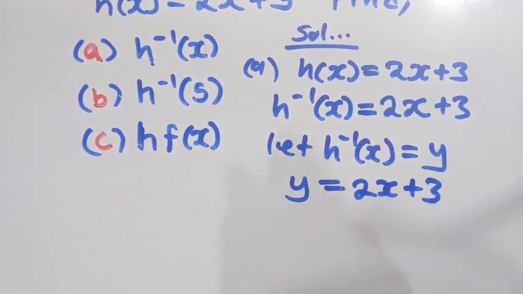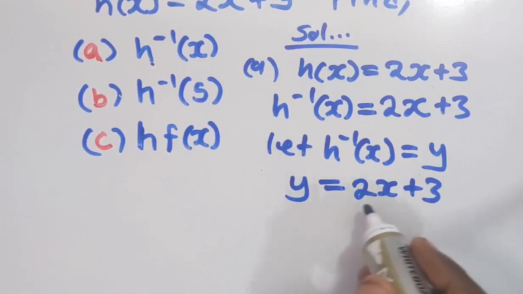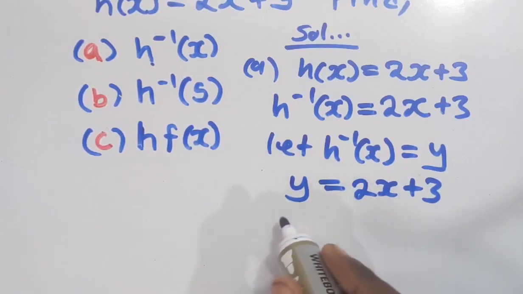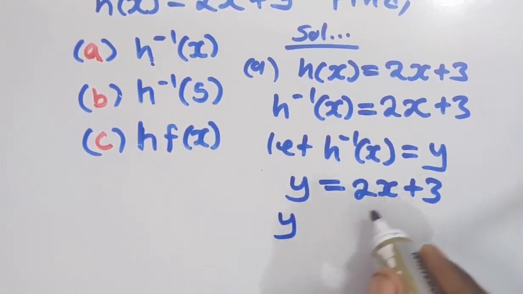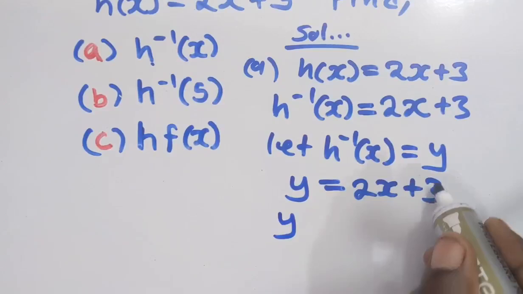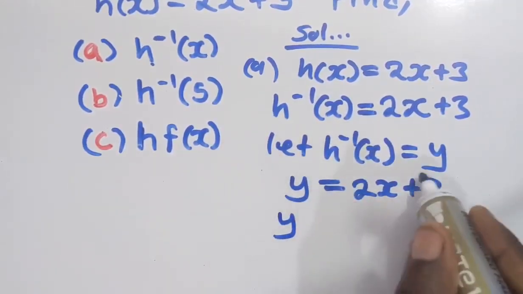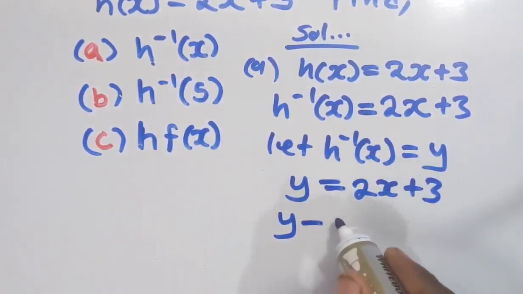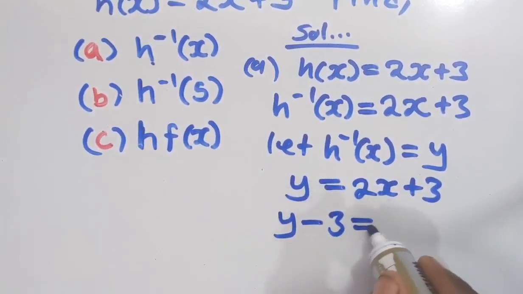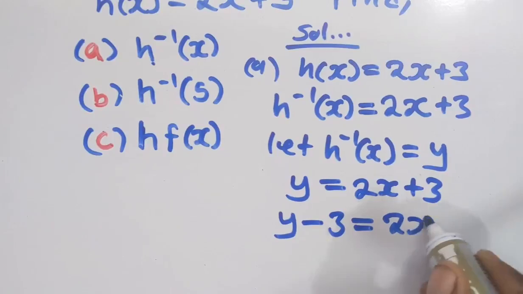Now from there, what you are supposed to do next is to make x the subject of the formula. So how do you make x the subject of the formula? We are going to say y. This 3 is going to come this side. It is positive, and when it comes this side, it becomes negative. So y minus 3 equals 2x.